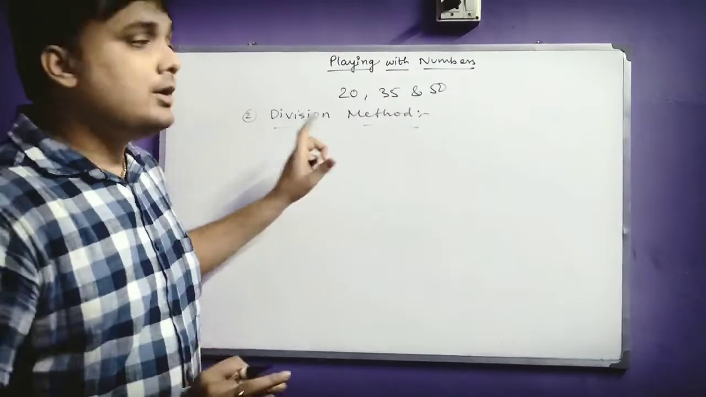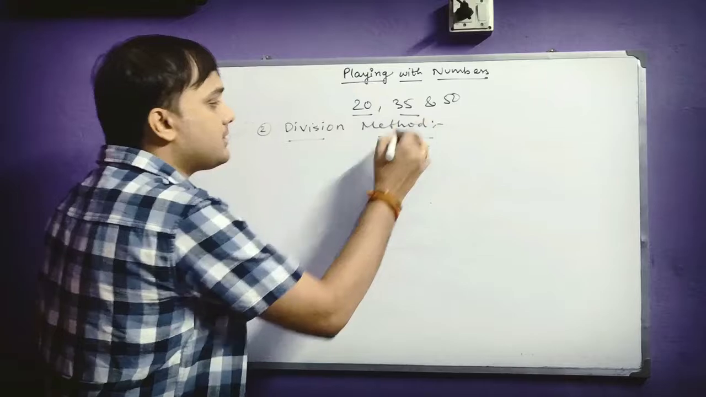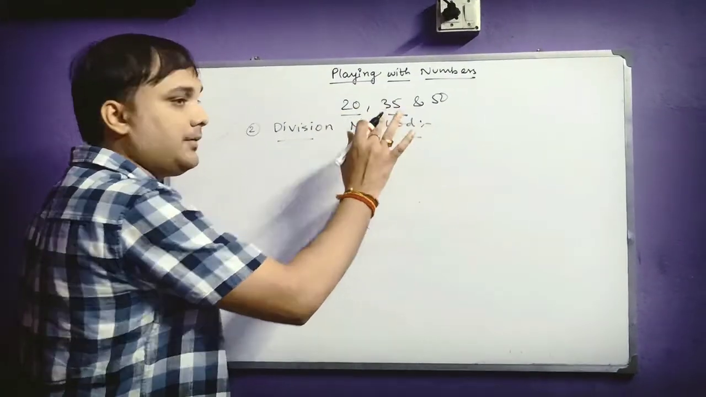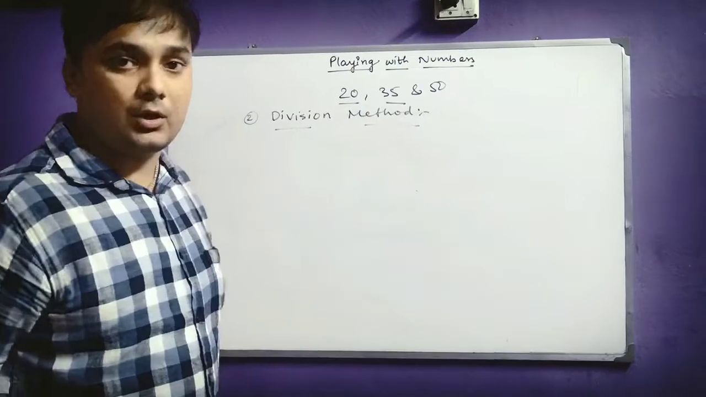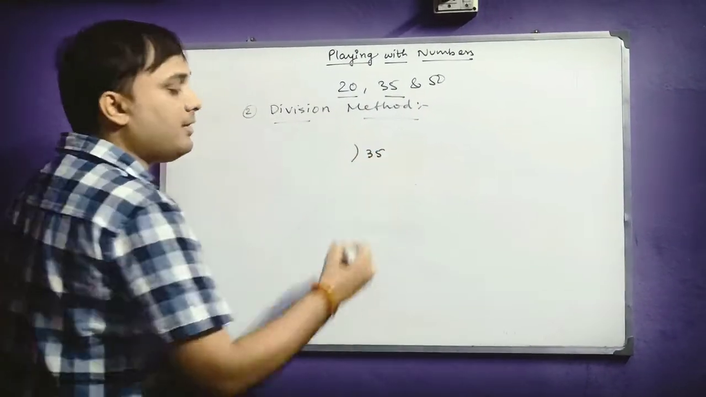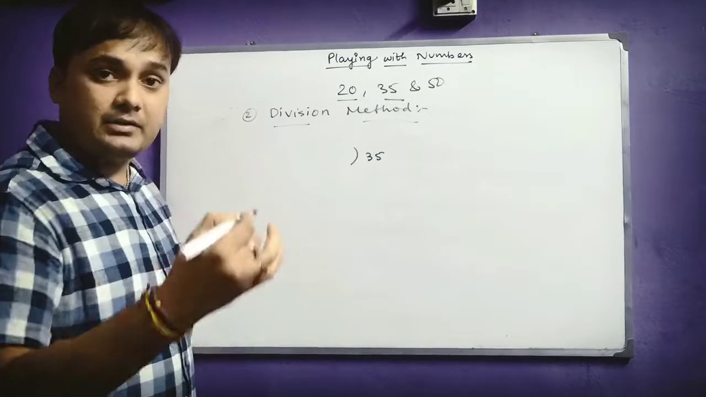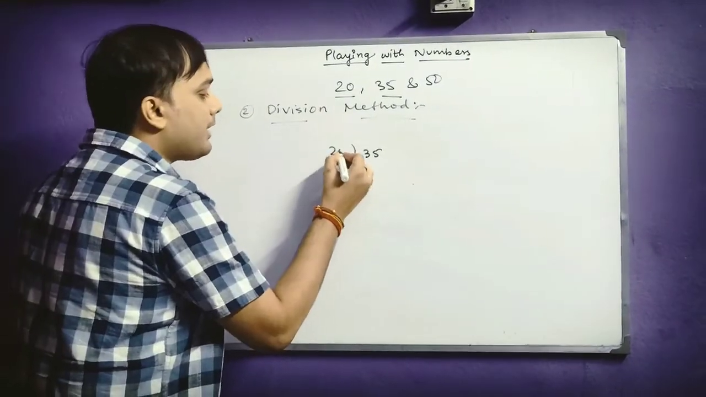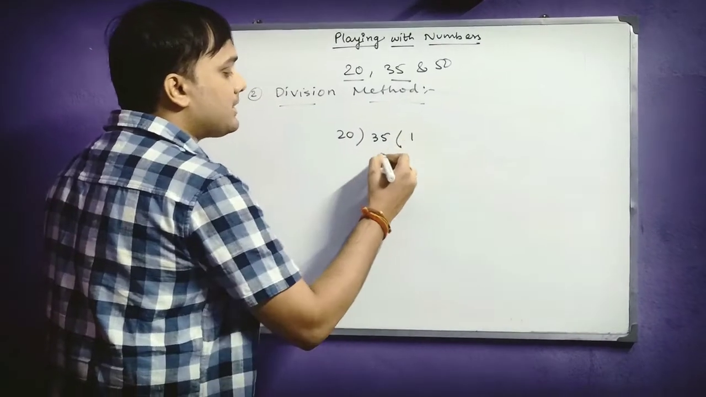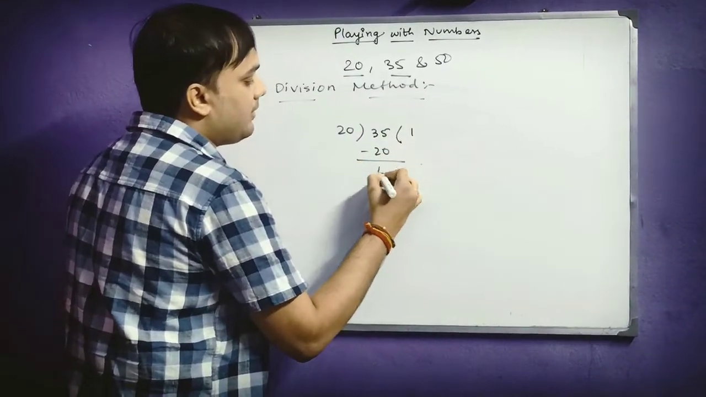So here first we will be taking these two numbers. Let us find the HCF of 20 and 35, because three numbers together we cannot do. So let us divide it in this way. The bigger number we will write inside as the dividend, and the smaller number we will write here as the divisor, and then you divide. So 20 ones are 20, remainder will be 15.